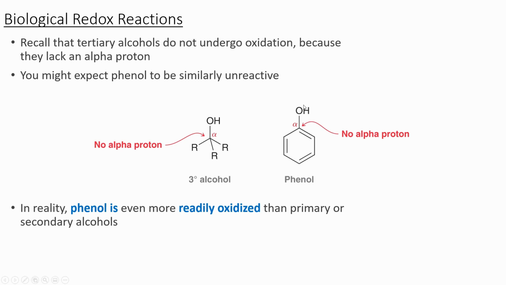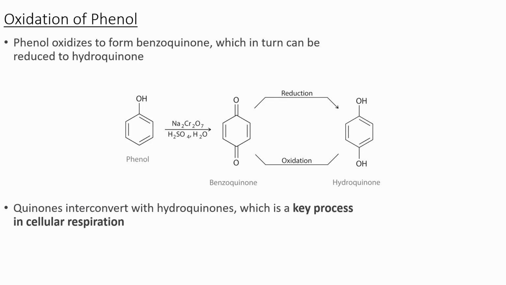And if we compare this to phenol, you might at first think, since there's no alpha hydrogen, that we might not be able to oxidize this, but that's not true. In fact, phenol is even more readily oxidized than primary or secondary alcohol.